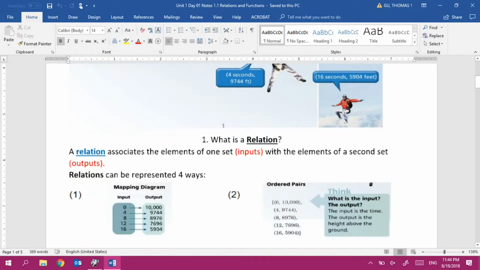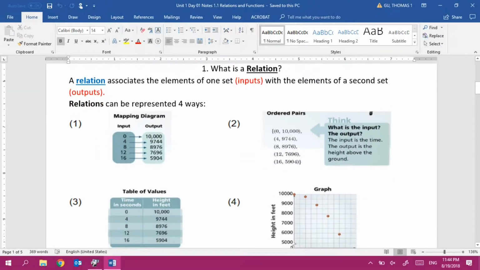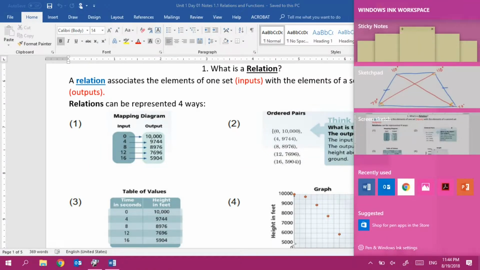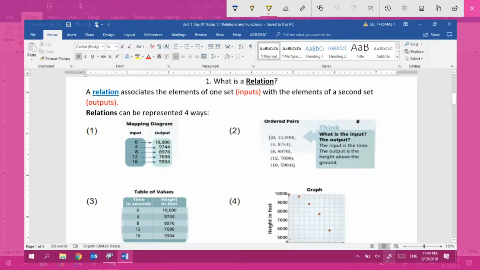Now check this out. What is a relation? Remember, this is all about relations and functions. So first, let's define this. A relation associates the elements of one set, which are the inputs, with the elements of a second set, which are going to be the outputs. And the relations, as we said, can be represented in 4 ways.